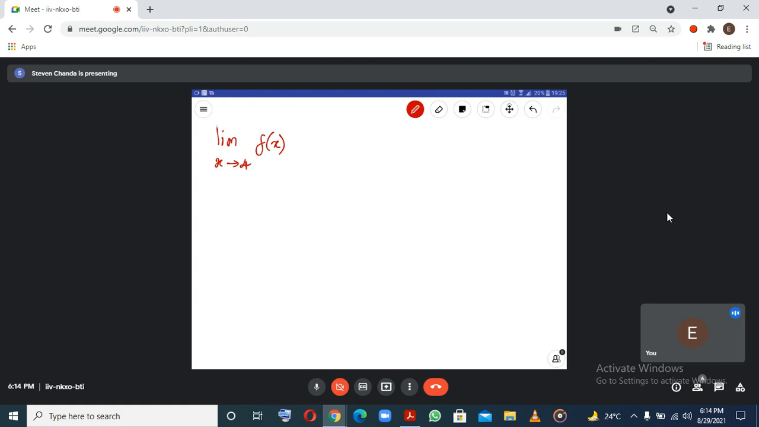For instance, let's say my function is 2x. What will be my value when my x value goes to 4? You're just going to say that when my value of x is 4, this equation is going to have a value of 8.